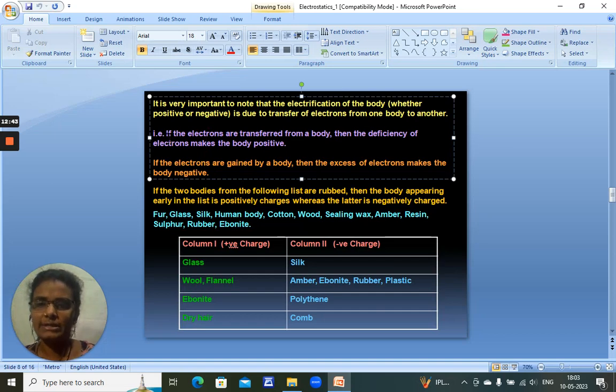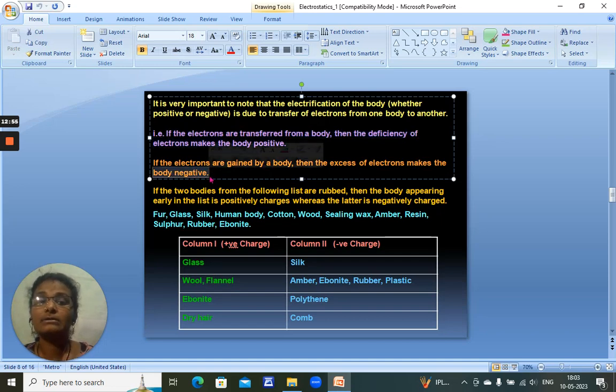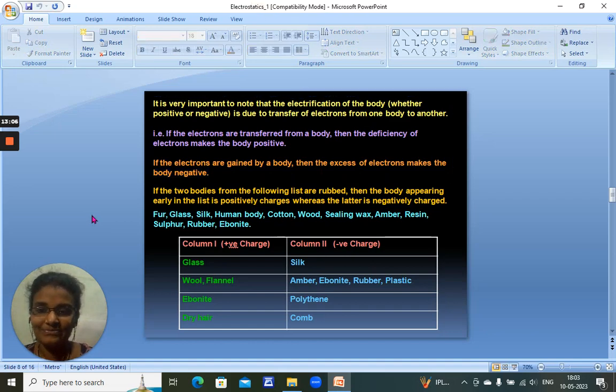I hope you already understand this part. If the electrons are transferred, then obviously there is deficiency of electrons, and the body is said to be positive. Always remember it is positive. And the negative charge represents that there is an excess of electrons, they are more in number. Okay, so are you ready to move to the next part?